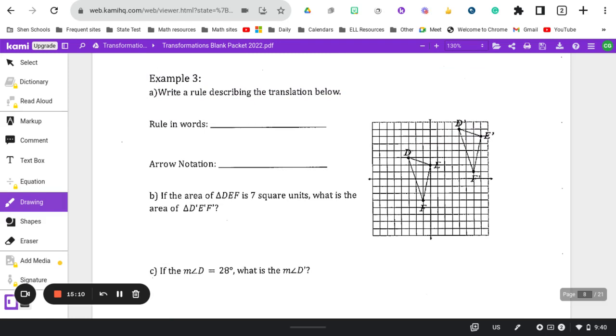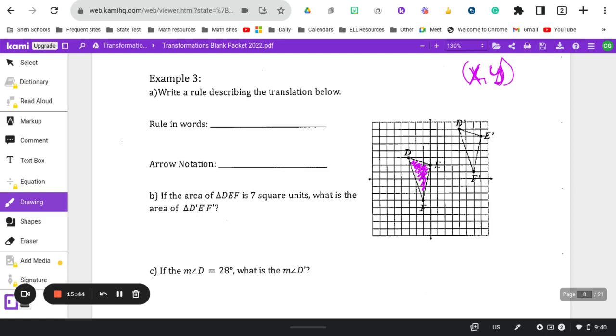Okay, so the first step in writing the rule is I'm going to identify which one of these is the preimage. So I'm going to shade in my preimage here. My preimage is going to be the one that does not have the prime symbols. So that's my preimage, and I'm moving to my one that has the prime symbols. So I'm going to go from D to D prime. I'm going to count. I'm going to go right and left first and then up and down because of my ordered pair. It goes X and then Y, right?